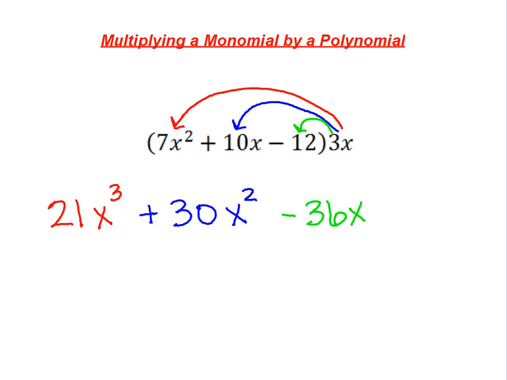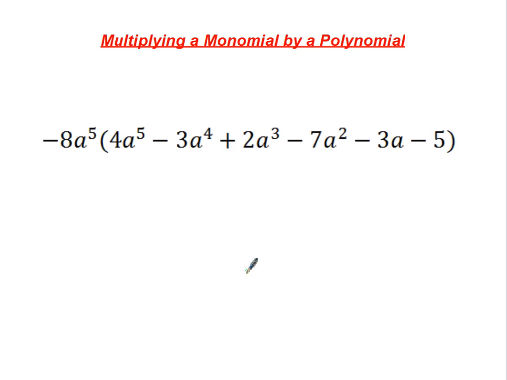My last example has several terms in our polynomial, and again, you multiply the coefficients of each term, and then you're going to add the exponents here since they have the same base. They all have a base of a, so you'll add the exponents in each case. So negative 8a to the fifth times 4a to the fifth. Negative 8 times 4 is negative 32. Our base is a, and our exponent is 10, since 5 plus 5 is 10.